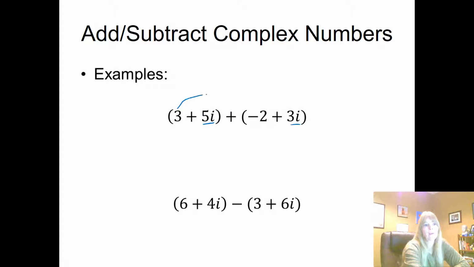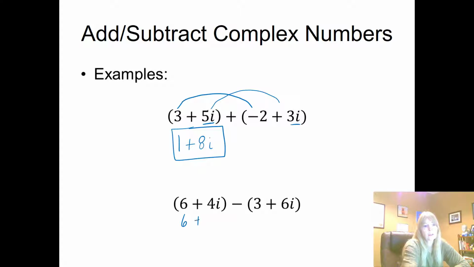So my like terms here, notice I'm adding, so I'm not multiplying. And so I'm doing 3 minus 2, which would be 1. And then 5i plus 3i, which would be 8i. And that would be your final answer. So nothing really weird to it.